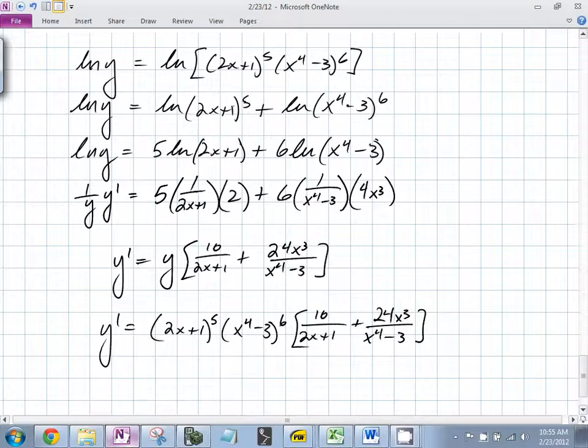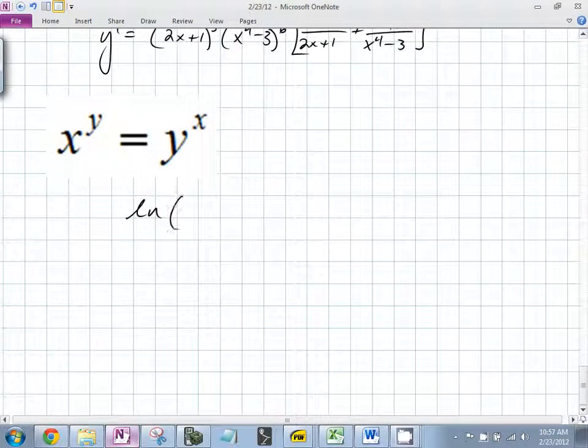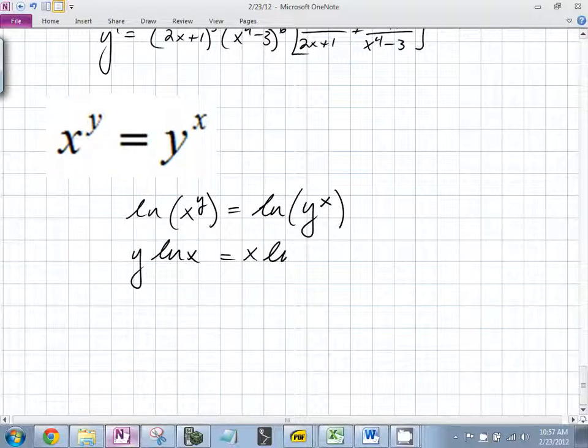So it's going to be ln of x to the y, not 4, y, equals ln of y to the x. What can we bring to the front? Wow, y ln x equals x ln y. Now we differentiate. What are we going to have to use on both sides? The product rule. The product of two things on each side.